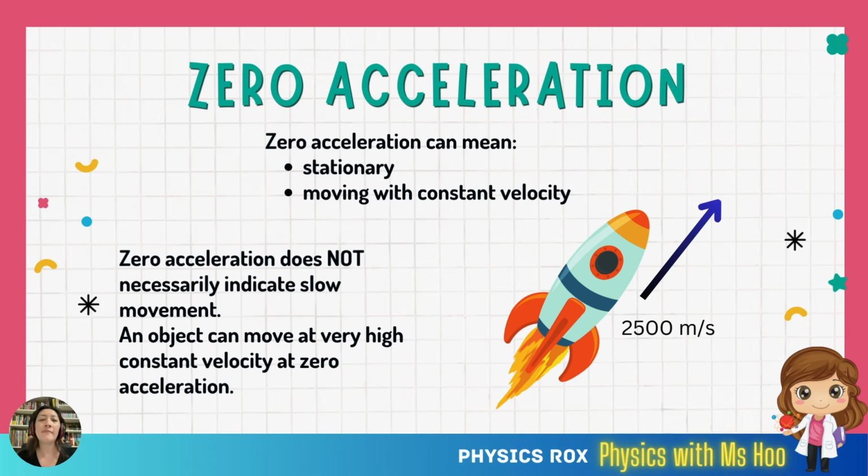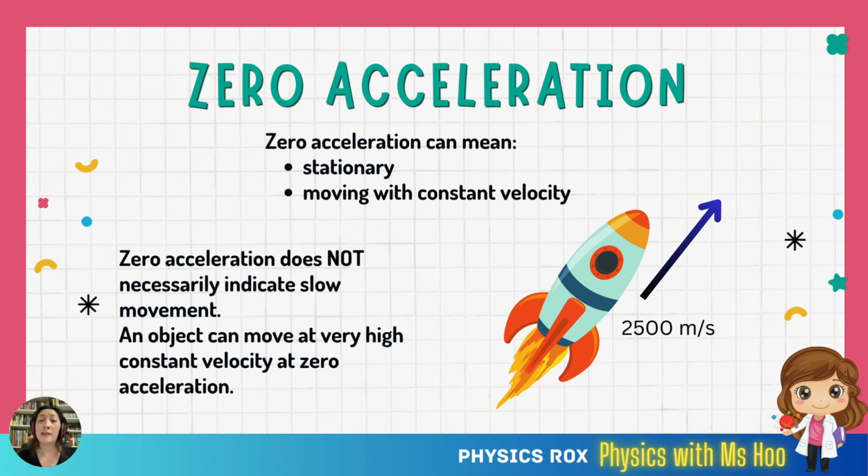Bear in mind, however, that zero acceleration does not necessarily mean that the object is moving slowly. This is a common mistake that a lot of students make. An object can be moving at very high constant velocity at zero acceleration. For example, you can have a rocket moving at 2,500 meters per second. That's incredibly high velocity. But it's moving at zero acceleration if the velocity is constant at 2,500 meters per second from start to end of that particular motion.